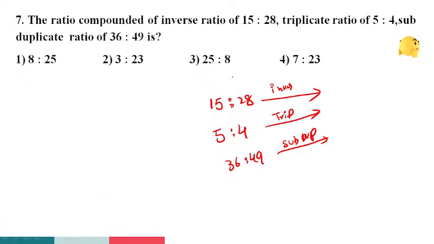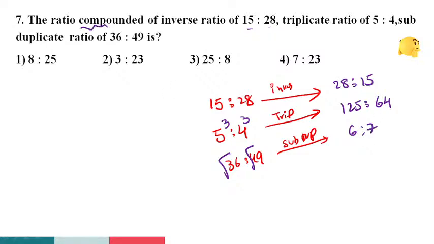Right. 15 is to 28. Inverse ratio is how much, guys? The inverse ratio of 15 is to 28 is 28 is to 15. Next, triplicate ratio, that is 5 cube is to 4 cube. 5 cube is how much? 125. 4 cube is how much? 64. Next, subduplicate ratio. Root of 36 is to root of 49, that is 6 is to 7.